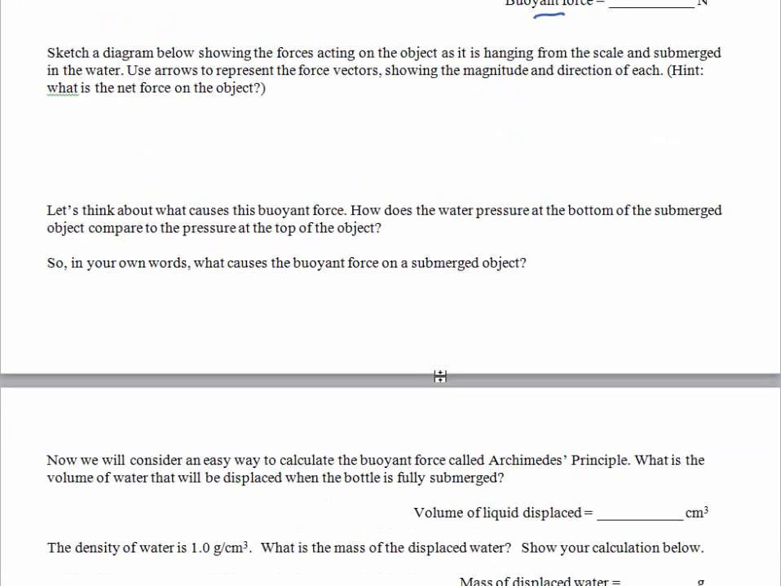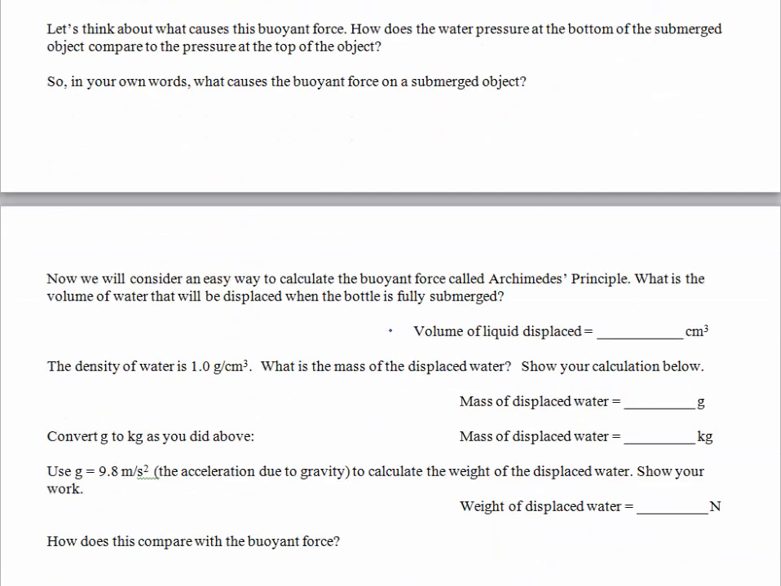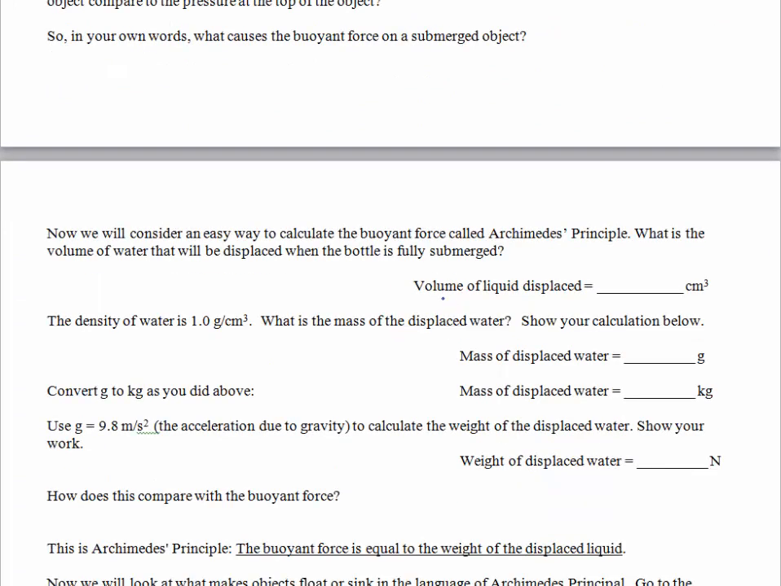So I have a couple of questions here. Then we're going to say, if we took that bottle and stuck it in the water, it's going to displace a volume of liquid equal to the volume of the bottle. And we know that density is equal to mass divided by volume, so we could figure out the mass of water that is displaced knowing the density, and we can convert that to kilograms.